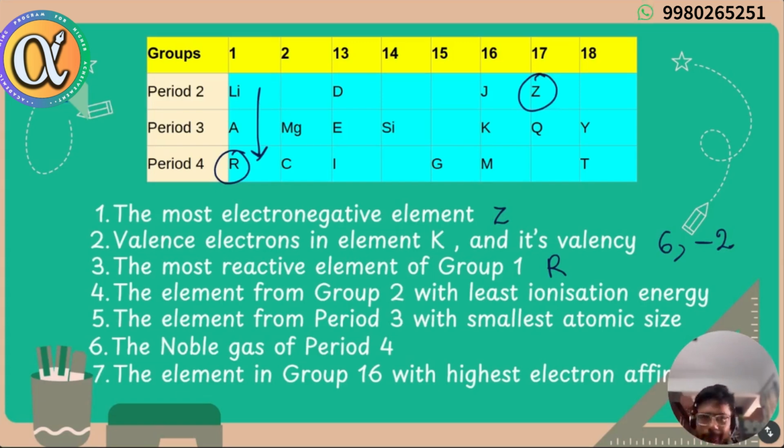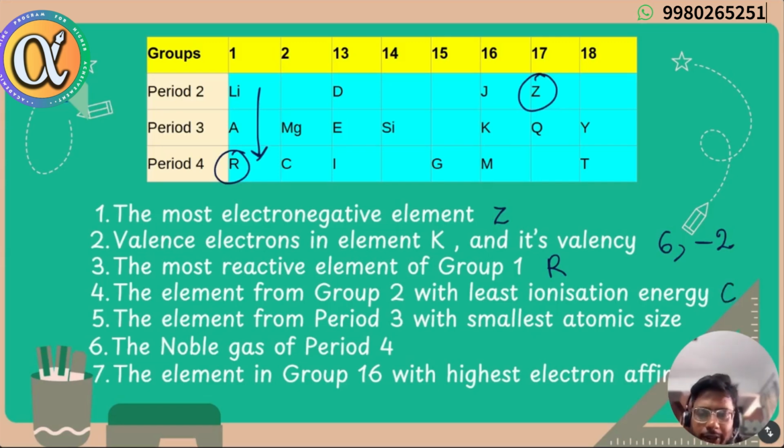From group 2, the element with the least ionization energy. So it is C. We have to answer only from the elements shown in the table. Though there are periods 5, 6, and 7 below that, we don't write answers according to that.